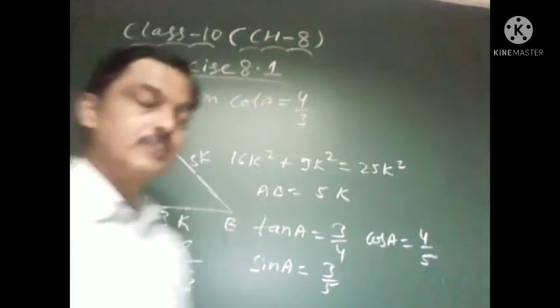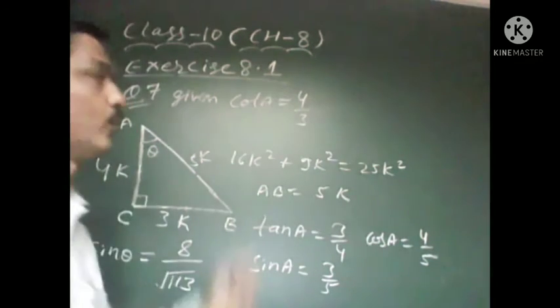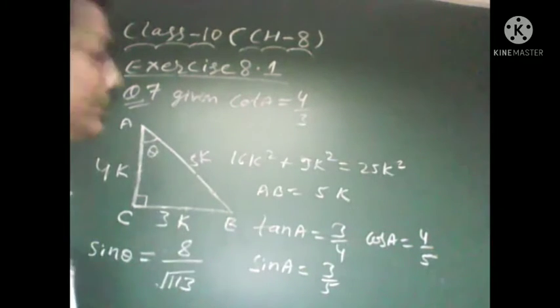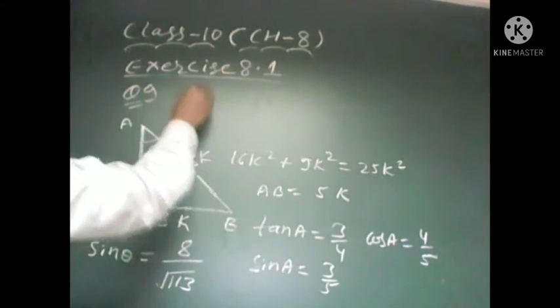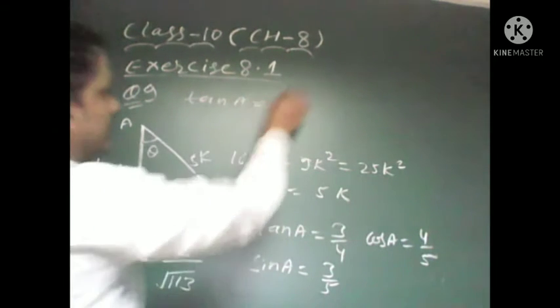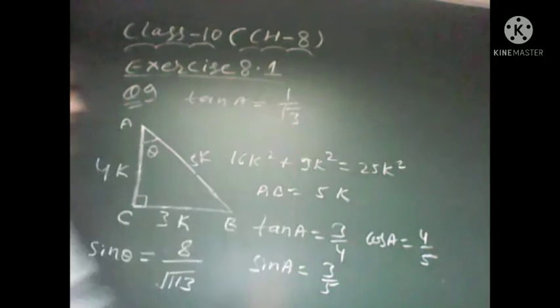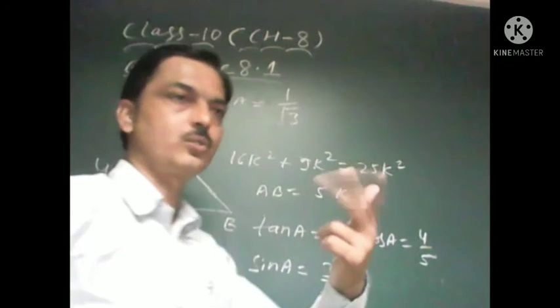Now, similarly, in question number 9, tan A is equal to 1 upon under root 3 is given. And we need to calculate two expressions.